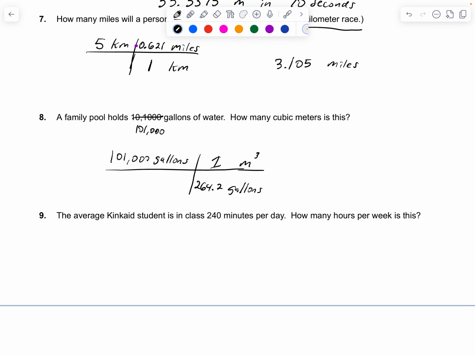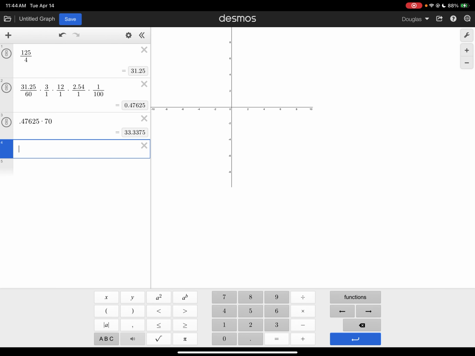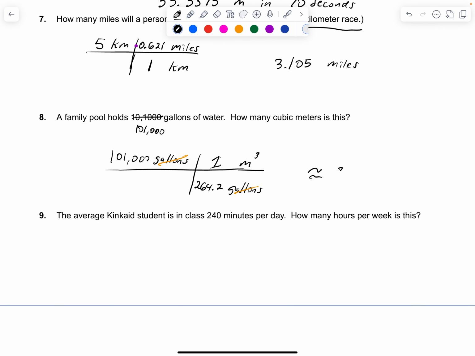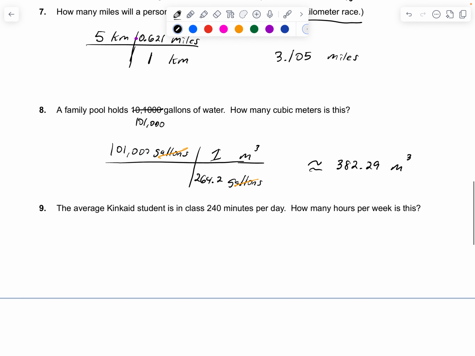So again, this is going to cross out my gallons, but because the 264.2 is on the bottom, I'm going to divide. So 101,000 divided by 264.2. Uh-oh, get rid of that. Delete. There we go. 382.29 approximately. So approximately 382.29 cubic meters. You could write out cubic meters if you wanted, or put meters cubed. That's fine. And then last one.